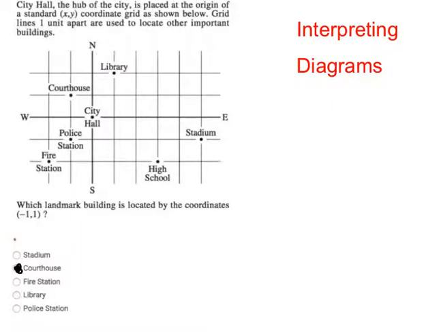Question number 2. They have overlaid a coordinate plane over top of our map. If we're looking at -1, 1, that would be to the left 1, up 1. That is the courthouse.